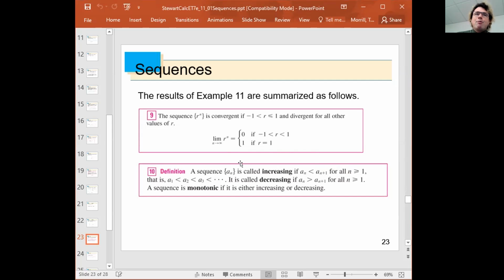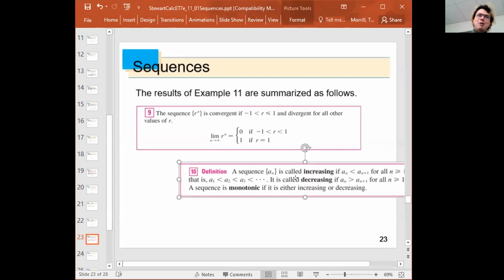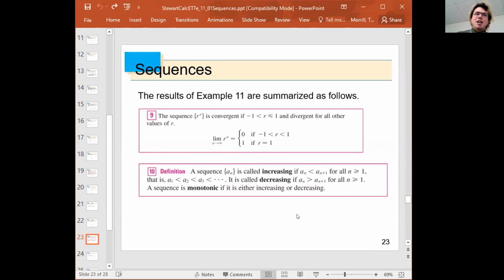If this is true for every element of the sequence, if you know that a sub 1 is the biggest element of the sequence, and then a2 is less than a1, and then a3 is less than a2, and so on, and this is something that's true for all values of n, I would call that a decreasing sequence, just like we have decreasing functions. Similar for increasing sequences, every next number on the list has to be greater than the number that came before.